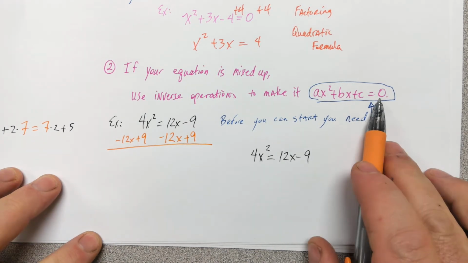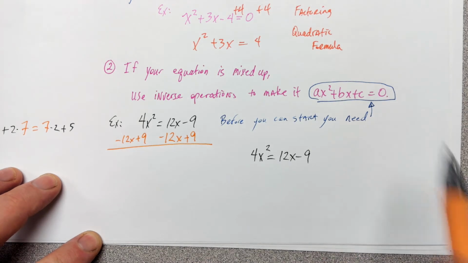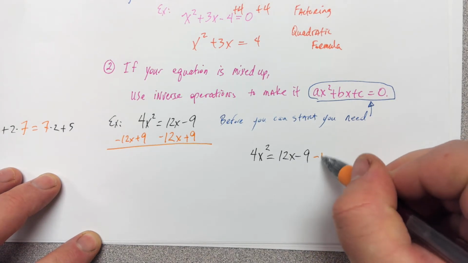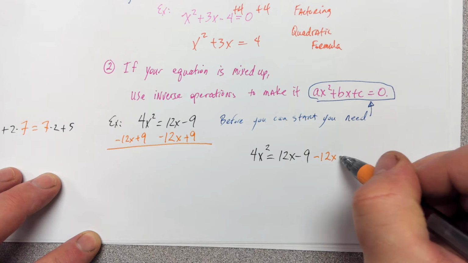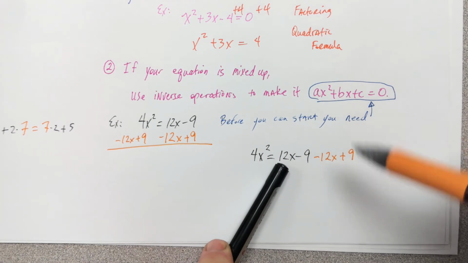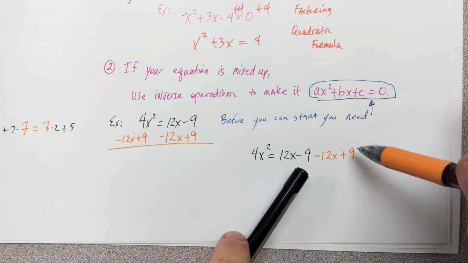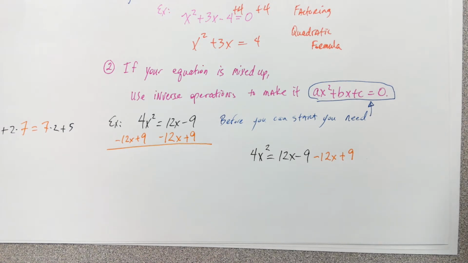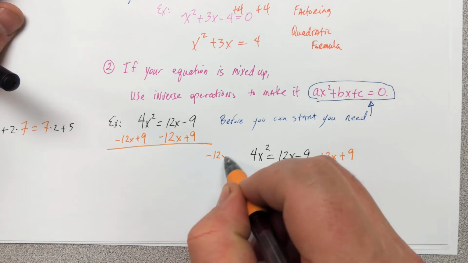But I need this thing right here to be 0. So I have a 12x, so I want to subtract 12x. And I have a negative 9, so I want to add 9. Because if I combine like terms, this would make 0, and this would make 0. But if I do that to one side, I got to do the same thing to the other. Wasn't that what you did up top?